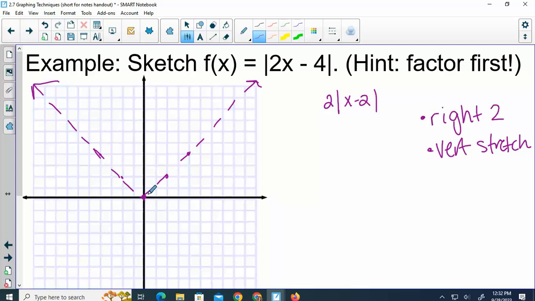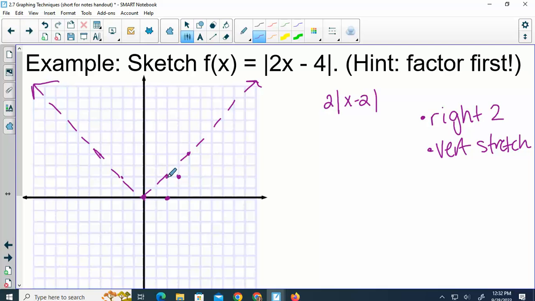So if I take a point, 0, 0, move it to the right 2, I'm here. Stretch by 2, so just take your y value times 2, and that's still 0. Okay, if you had 1, 1, move it to the right 2. Its y value is 1 times 2, make that 2.